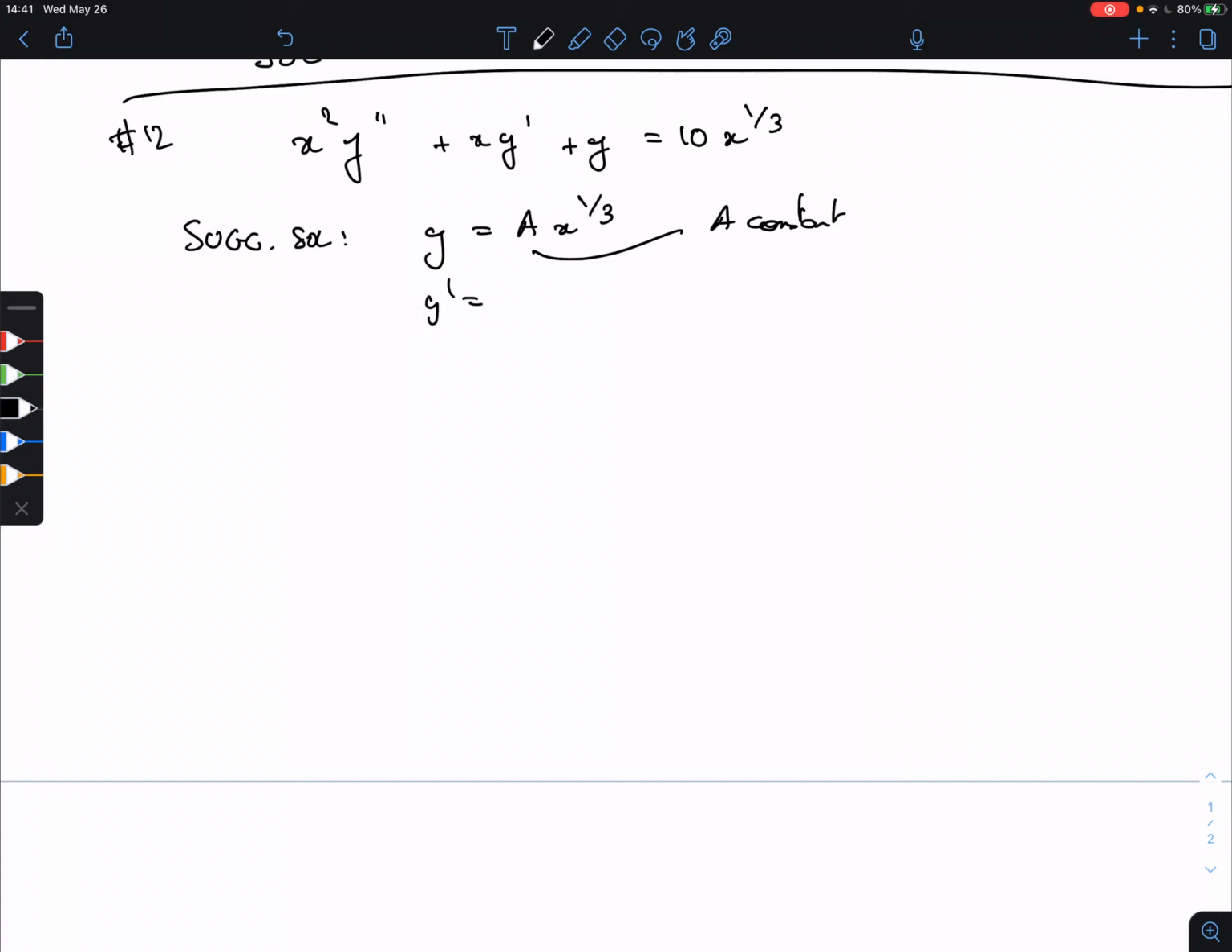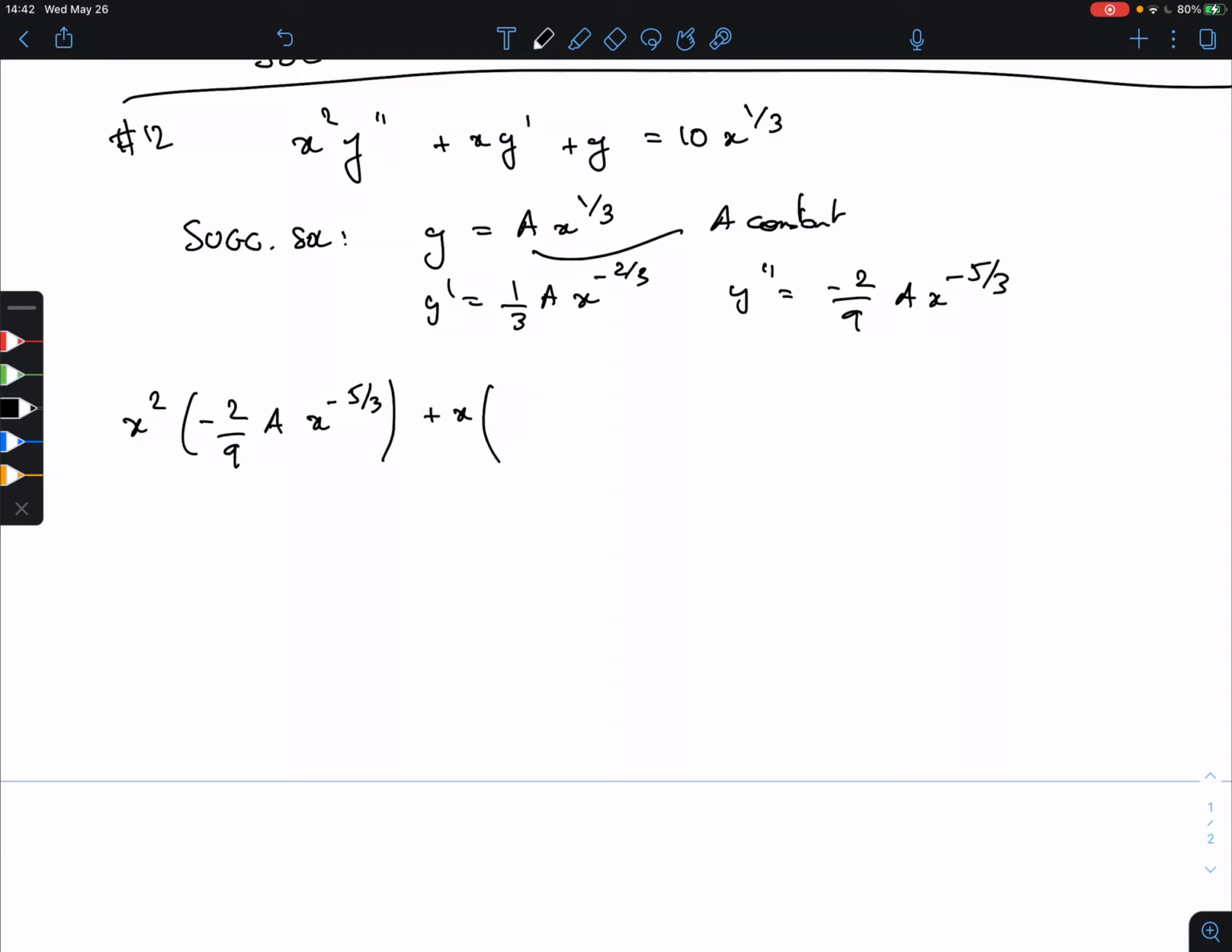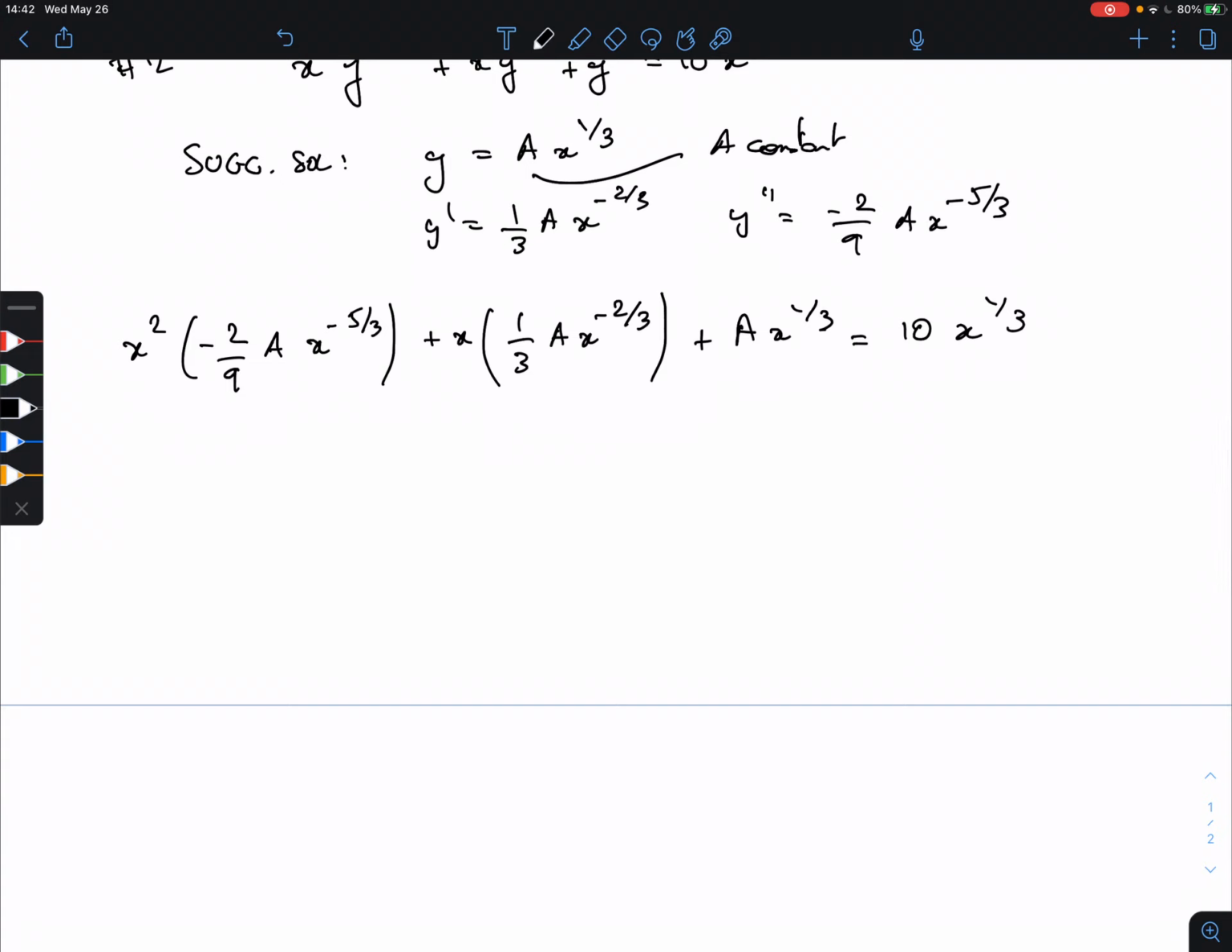Okay, so y prime is then 1/3 a x to the minus 2/3, and y double prime is then minus 2/9 a x to the minus 5/3. So we plug this in, we get x squared times minus 2/9 a x to the minus 5/3, plus x times 1/3 a x to the minus 2/3, plus y, which is a x to the 1/3, is equal to 10 x to the 1/3. And again, a kind of magic has to happen, that we should only have x to the power 1/3, so that we can cancel that away.